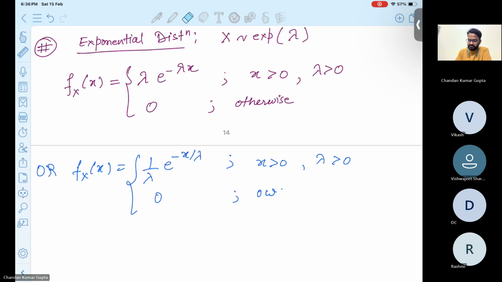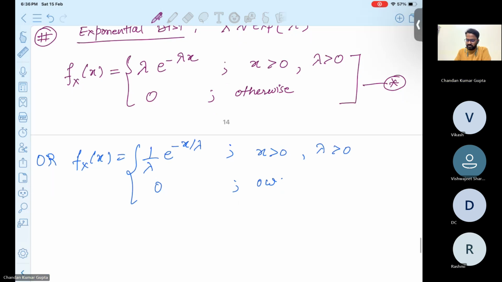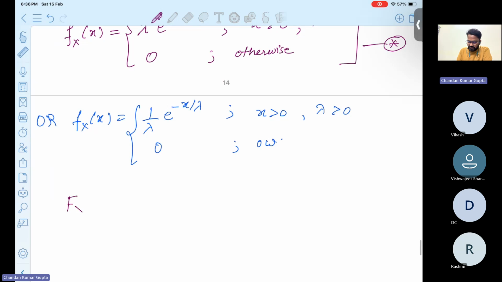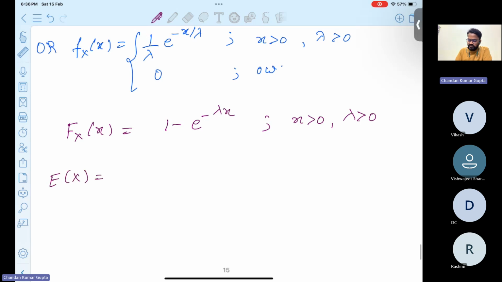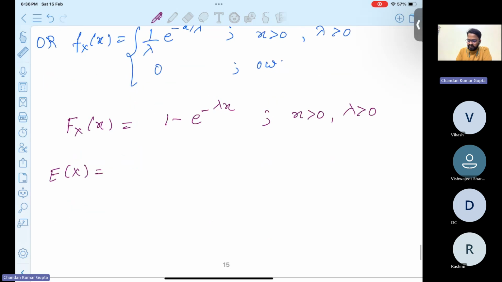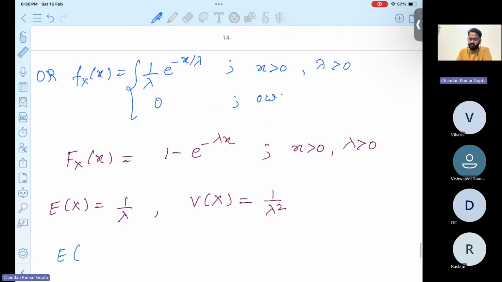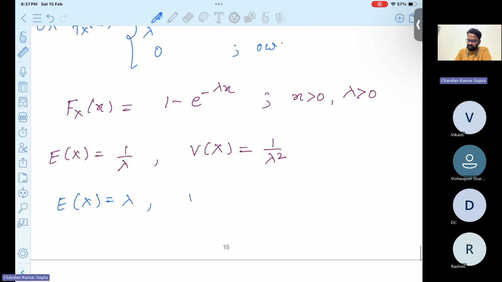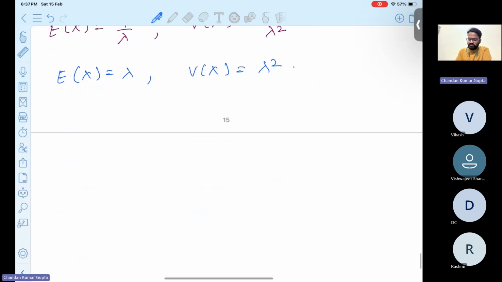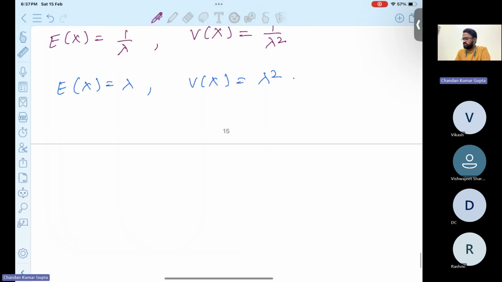I'm considering the form that I've written in red color. In that case, the CDF is 1 minus e to the power minus lambda x for the same support. The expected value of x, if we have considered lambda e to the power minus lambda x, is 1 by lambda, and the variance is 1 by lambda square. But in case some people use the form written in blue color, then the mean must be lambda and the variance of x is lambda square. So please be careful while using the form. From now onward, I am using the form written in red color.